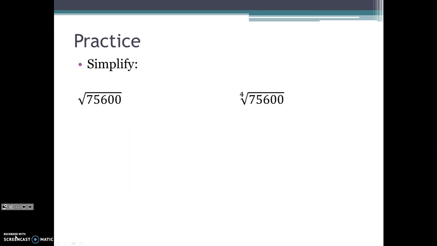So I want you guys to practice these two on your own. You've got the square root of 75,600 and you have the fourth root of 75,600. So you're only going to have to do one prime factorization here. Do the one prime factorization, then copy it down for the other one. But then pay attention to what kind of groups you are looking for.